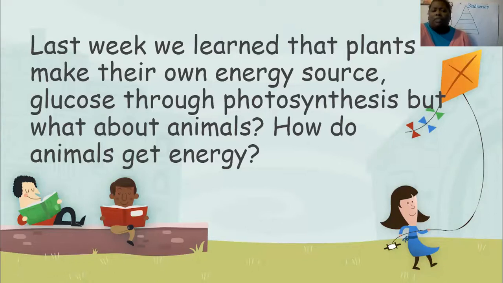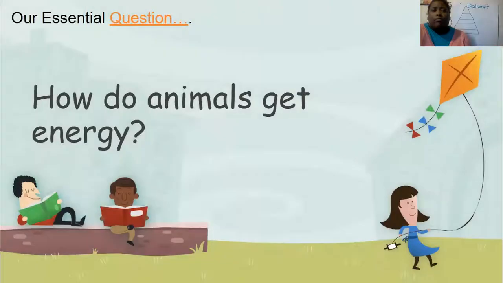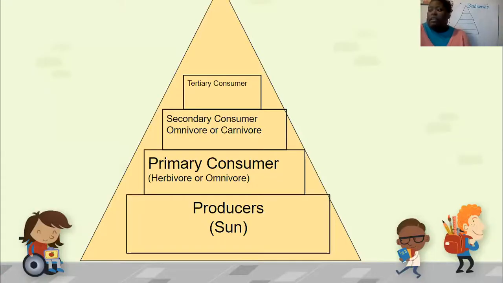So last week we learned that plants make their own energy source, glucose, through photosynthesis. But what about animals? How do animals get energy? Our essential question for the week is, how do animals get their energy? And we're going to investigate that in Google Classroom. We talked about it briefly, and we created an energy pyramid together. So I'm going to make a bigger energy pyramid and build on that idea a little bit more.